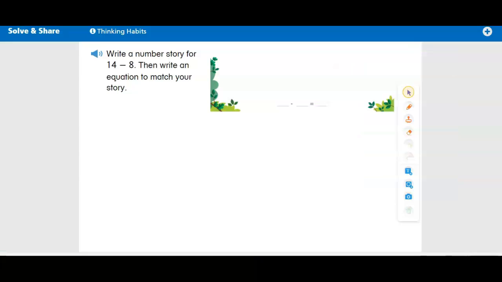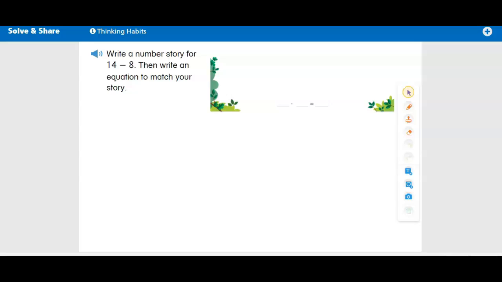Our Solve and Share begins on page 193 in our Envisions Volume 1 workbook. Our Solve and Share tells us to write a number story for 14 minus 8. Then write an equation to match your story. So be thinking about, what do these numbers stand for? So the numbers 14 and 8. Think about what number is the part and what number is the whole.